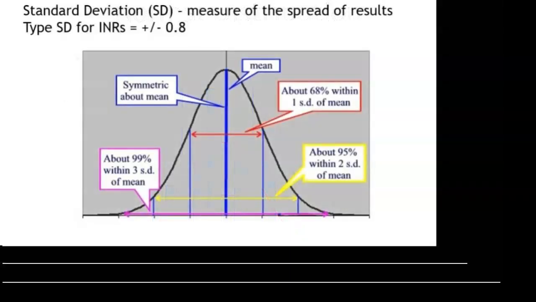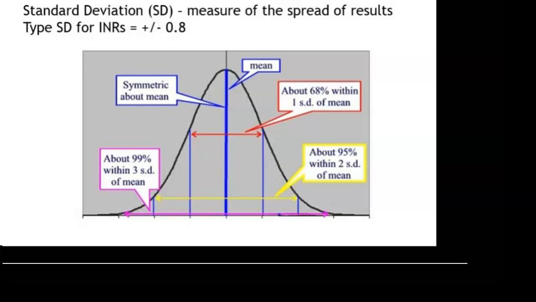But when we're interested in the probability of a particular result occurring, we're not only interested in the mean, we're also interested in the standard deviation, which is a measure of the spread of results. Statistically, we would expect about 68% of results to occur within one standard deviation from the mean. And we would expect about 95% of results to occur within 2 standard deviations from the mean.